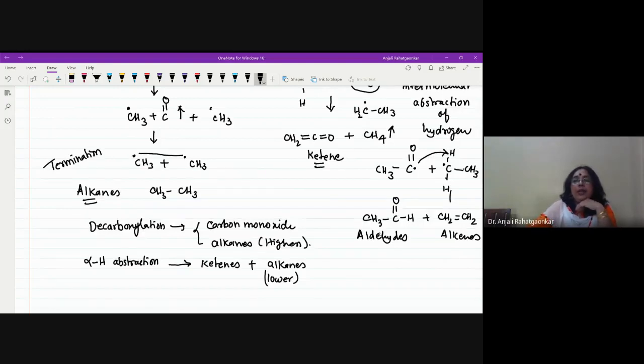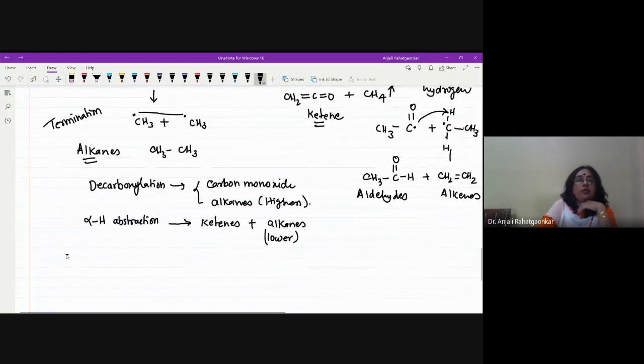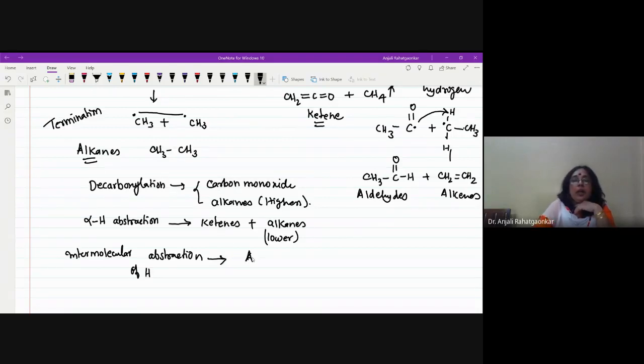And the third possibility is intermolecular abstraction of proton. What will we get in this? We are having the products as aldehydes and alkenes. Now these are the general reactions.